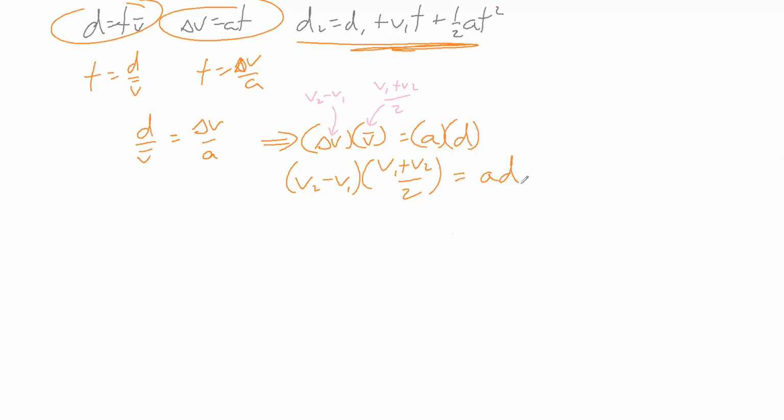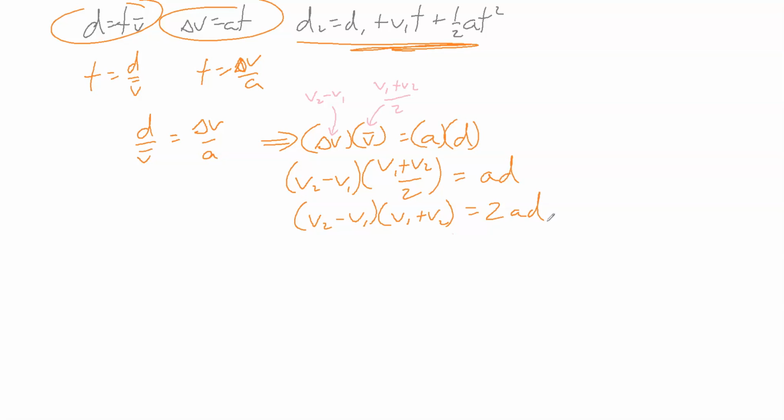Now this looks kind of ugly and disgusting, but we're going to clean this up a little bit and not worry about it. One of the simplest things I'm going to do is move the 2 to the right-hand side. I'm going to multiply both sides by 2. And if I do that, I'll have v2 minus v1, and then that 2 is gone, and I'll be left with 2ad on the right-hand side.